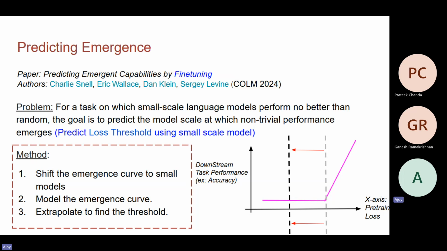One important problem statement is to predict emergence. The problem is that small scale models perform nearly random, and you want to know at what point this emergence happens using the small models. The goal of the paper, assuming this is the actual emergence point in loss, is this: right now we are using the scale as loss, like the previous paper suggested. We want a way in which we can shift the emergence curve to small models. That's the first step, shifting the emergence threshold to small models. Then we want to model this emergence curve, meaning at what point this emergence happens. And then we want to, that will explain the three steps.